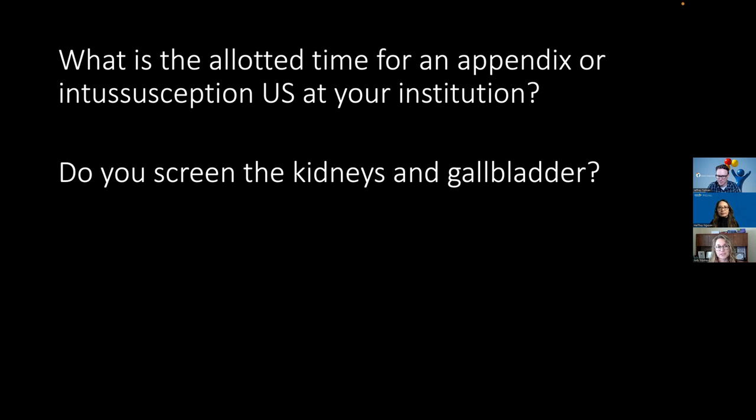And we also don't always do a screening for the gallbladder unless a separate right upper quadrant is ordered, usually by the emergency department. So we just look for what they ask us to look at.